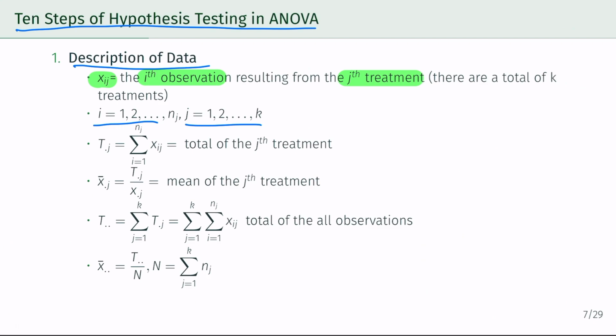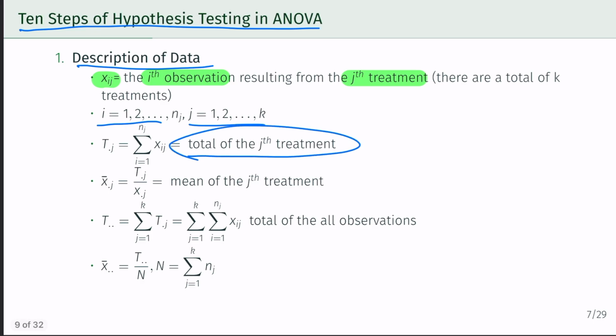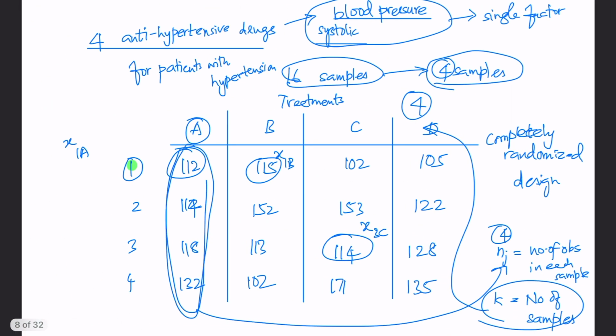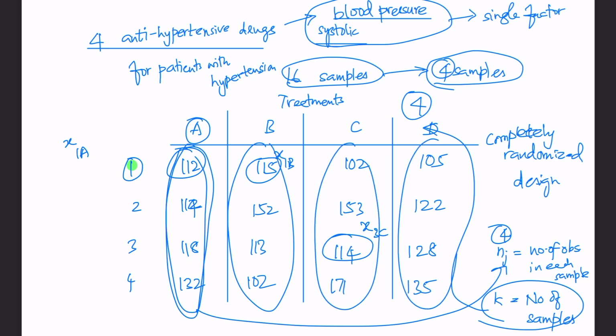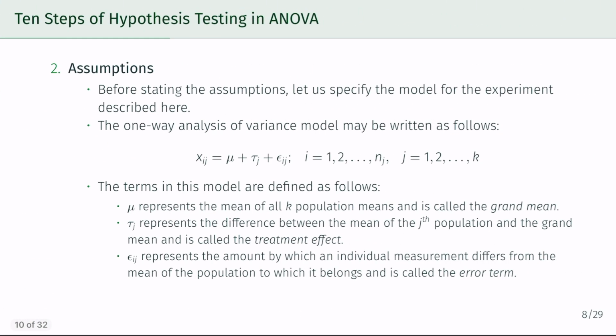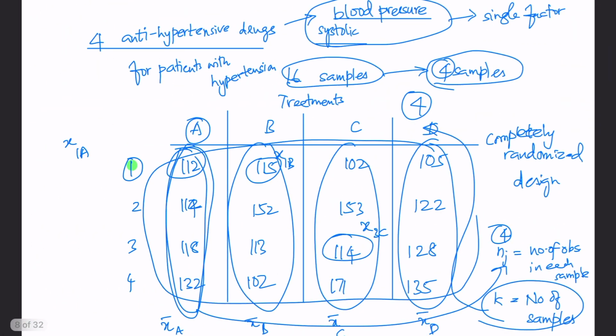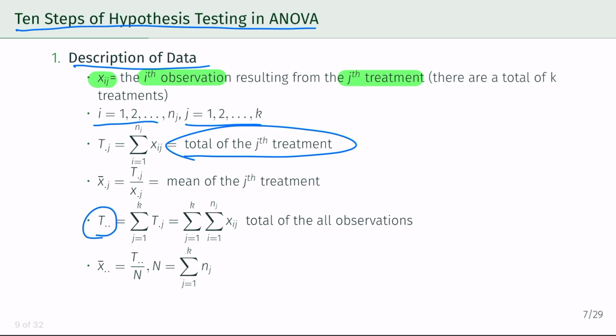Now, what are the other values that we are going to find? The next one is the total for the jth treatment. We are going to find the mean of each of these samples. We are going to call them X bar A, X bar B, X bar C, X bar D, right? These are the values that we are going to find. And we are also going to find another mean which represents the total, what we call the grand mean, the mean of all observations. This would be T double dot, which is the total of all observations that we have, and X double dot representing T double dot divided by N. So this is the total here.